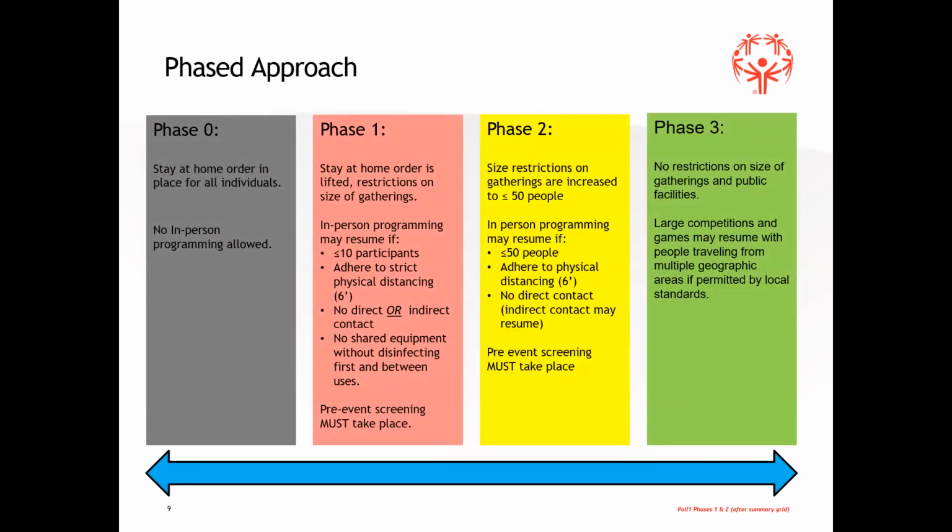Here are the 4 phases in a 3-phase process. Phase 0, hopefully we're never back to that. That's when everything was completely shut down. We're not there now. Phase 1 is when the incidence of COVID is still relatively high. In that situation, you can resume in-person programming with a couple of stipulations. One, your group or your program has a maximum of 10 participants.